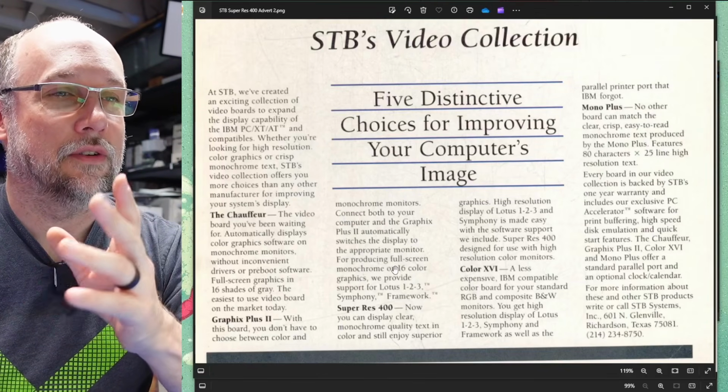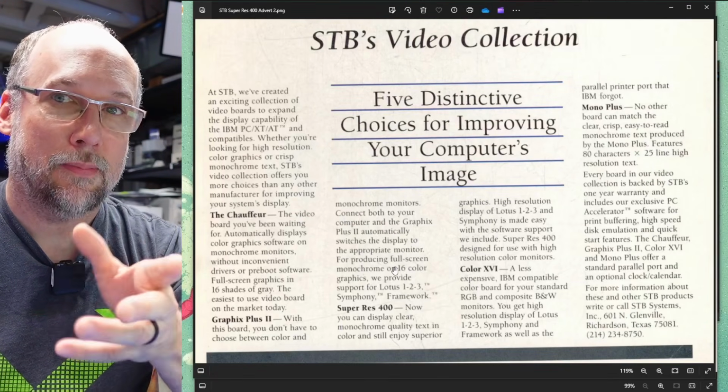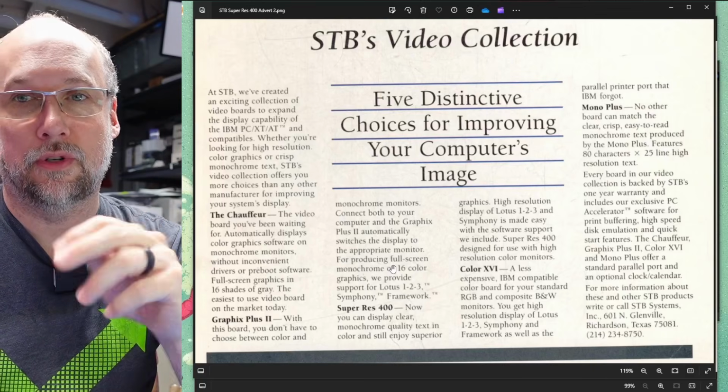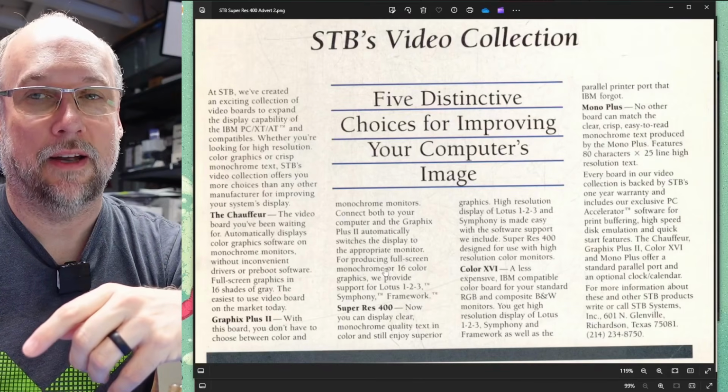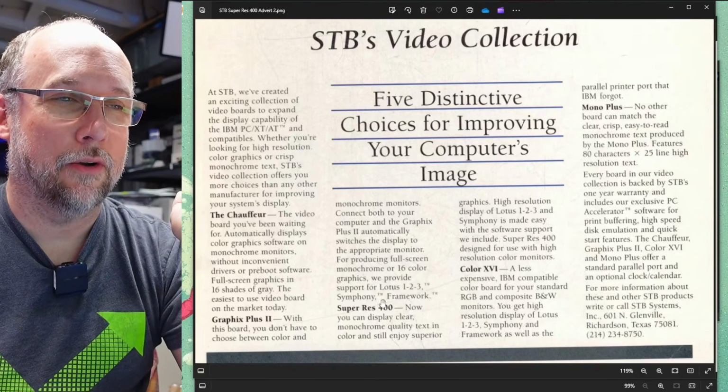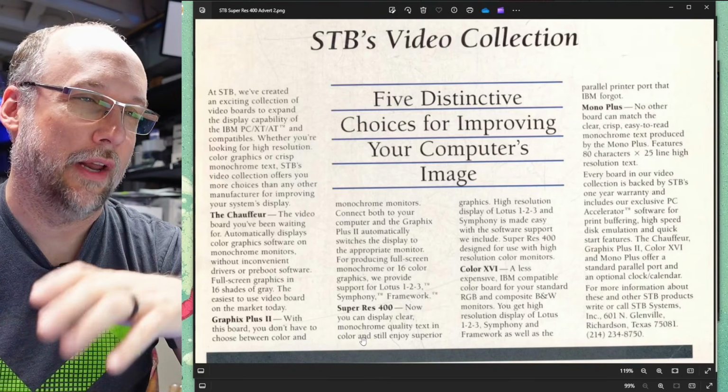But from my understanding, there's no compatibility between any of these STB special modes and the Plantronics modes or any other special mode like Tandy, which could also display 16 colors in 320 by 200. And next we have the middle card, which was the Super Res 400. That's the card we're going to be working on today.